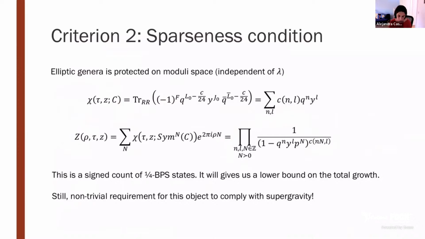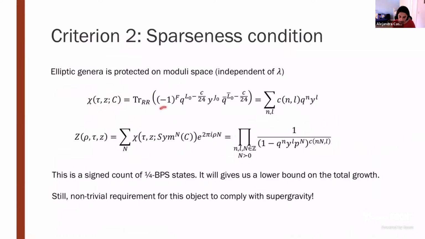Now, the nice thing about this quantity is that it's independent of lambda. Of course, it doesn't count all states in the theory. It counts quarter BPS states, and moreover, it counts them with a (-1)^F. So it's not all quarter BPS states, but it's a signed counting. Sorry, but it will tell you something about a lower bound of the total growth. So this object, as I will illustrate in some examples, in many examples already has Hagedorn growth.